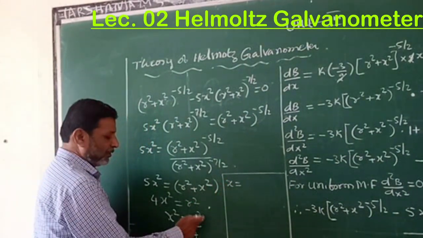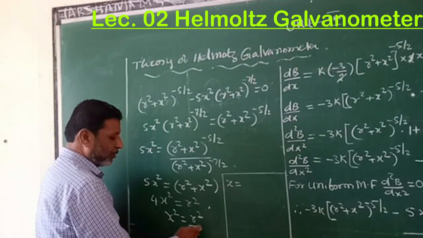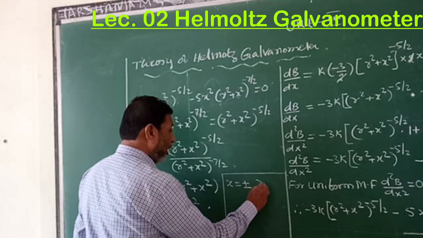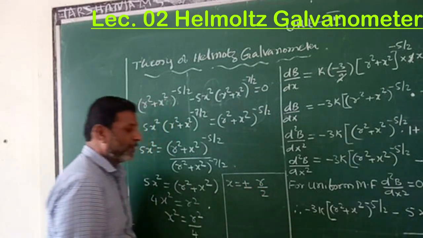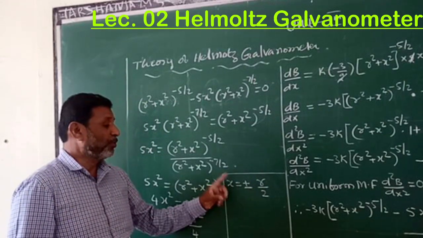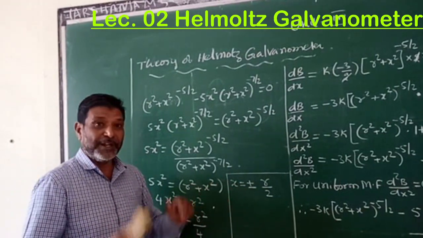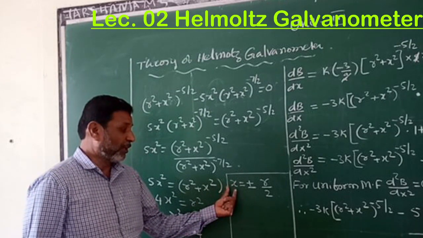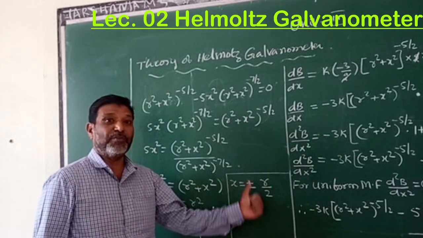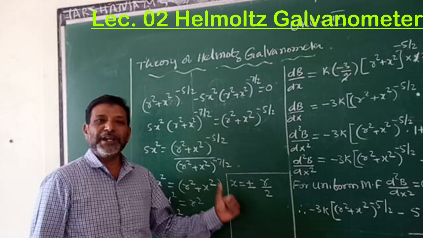Now you can see that x is equal to, when you take the square root of this, the square root of r square is r and the square root of 4 is 2. Therefore you get plus r or minus r divided by 2. This is the condition for the uniform magnetic field. That is, x should be equal to plus or minus r by 2. This is the condition for uniformity of the magnetic field.